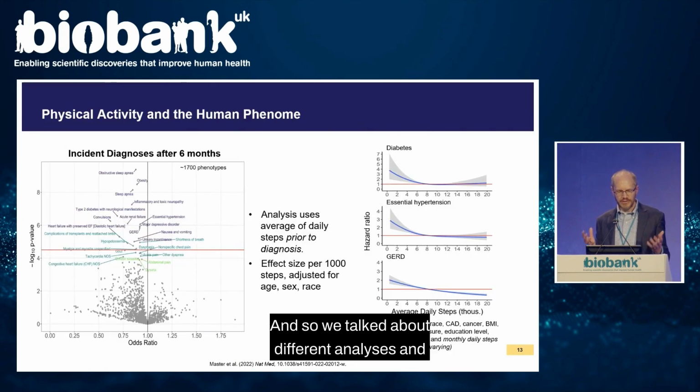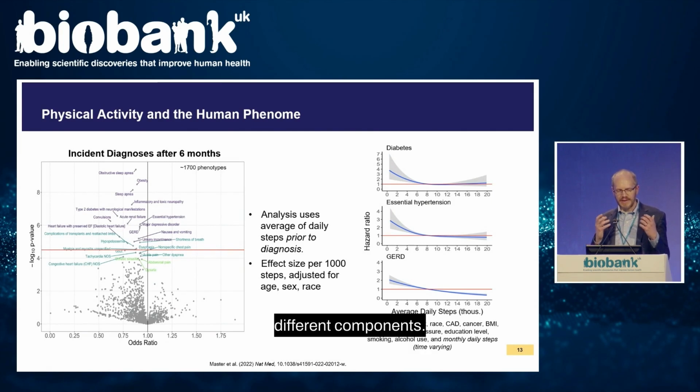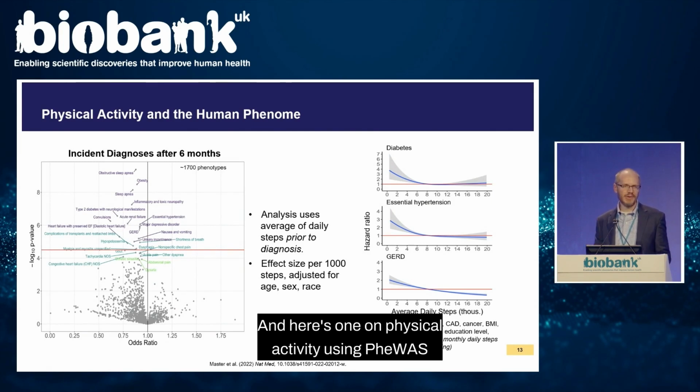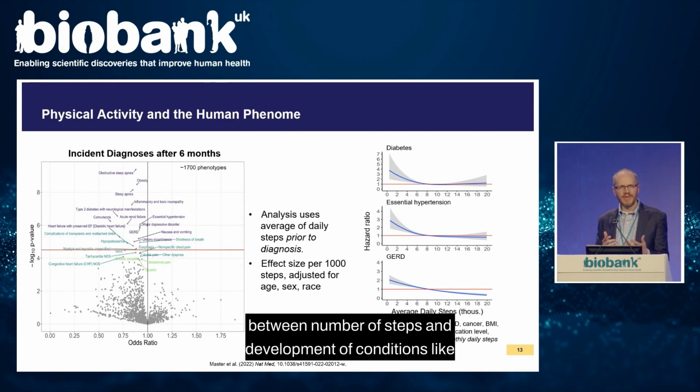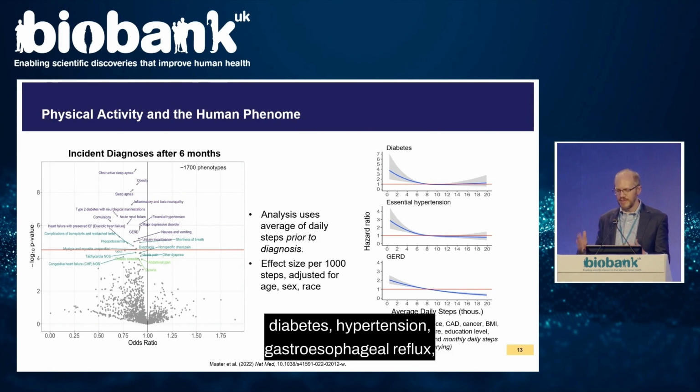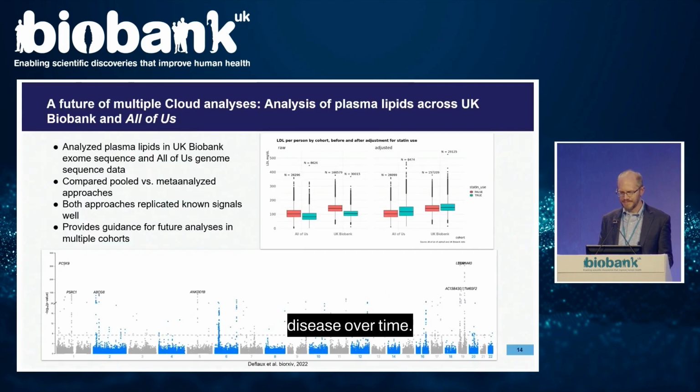We talked about different analyses and different components, and here's one on physical activity using PheWAS approaches as well. You can see the association between physical activity and a number of different phenotypes, and then the association between number of steps and development of conditions like diabetes, hypertension, and gastroesophageal reflux disease over time.